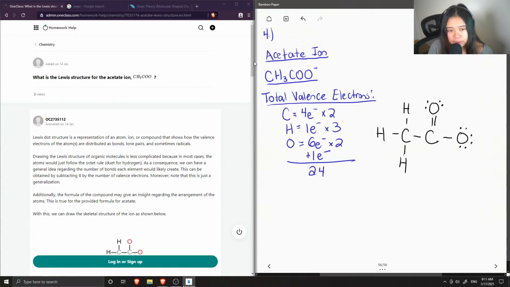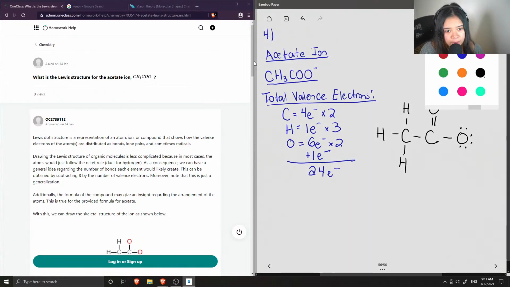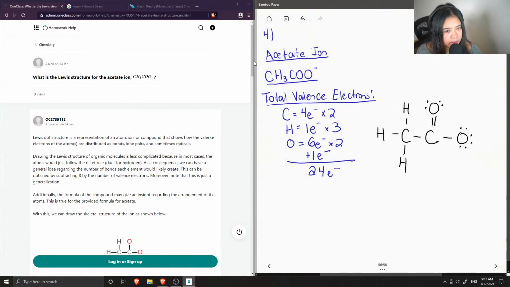And then from here, we can count out all the electrons we've drawn so far to see if it matches our total valence electron count, which is 24. So each bond contains 2 electrons. So we have 7 bonds. Okay, so now I counted it all out and we have 24. So this is the following Lewis structure for the acetate ion. But notice that one of the oxygens is single bonded and the other is double bonded.